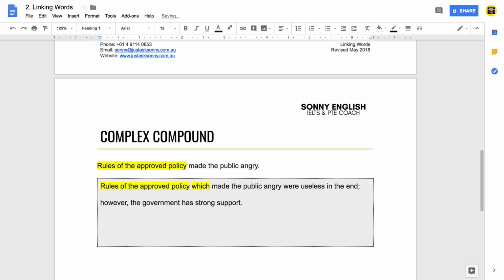So now we have one sentence. Rules of the approved policy, which made the public angry, were useless in the end. However, the government has strong support. There's your complex compound sentence. This is exactly what we're going to be doing in the summarized written text. And I'll go over that with you in that lesson to show you how we'll create the 3 sentences. After we create the 3 sentences, we will link it together to create the complex compound. But it doesn't stop there. We're going to use this in the summarized spoken text, and we're going to use it in the essay.